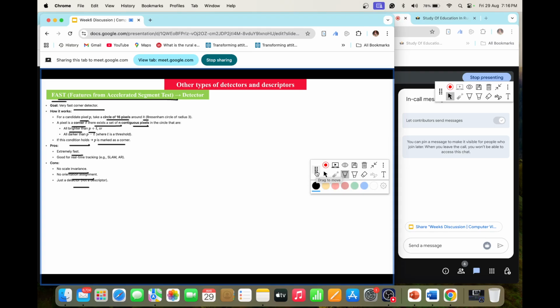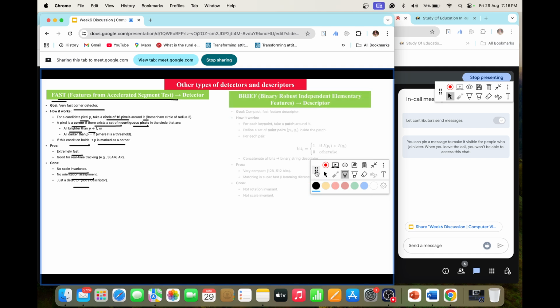Full form of it: Features from Accelerated Segment Test. So we just find the corner pixel, the candidate pixel, and we assign a threshold to it. If all the P plus T pixels are brighter, and all the P minus T pixels are darker, then this P pixel is nothing but your corner pixel. So that is the FAST operator.